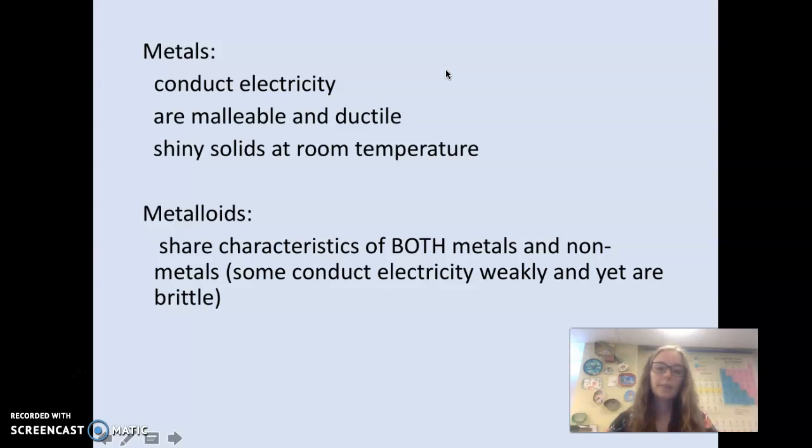Just a quick recap, just a reminder: metals, their characteristics are they conduct electricity, they're malleable and ductile, shiny or lustrous solids at room temperatures, and then metalloids share the characteristics of both metals and nonmetals. For example, some conduct electricity weakly and yet are also brittle.